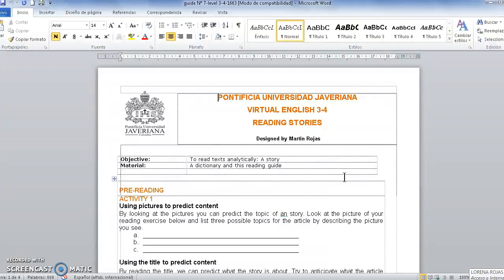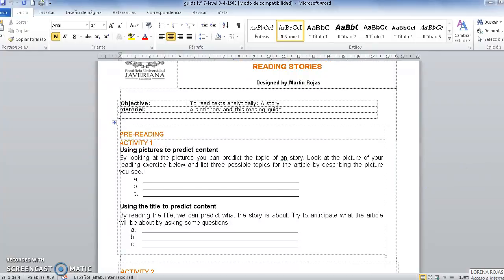This is actually guide number 8 to develop reading strategies. The objective of this guide is to read texts analytically, a story today. And the only material you need is a dictionary and this reading guide. There are 3 types of activities that you will be doing: pre-reading, while reading, and post-reading.